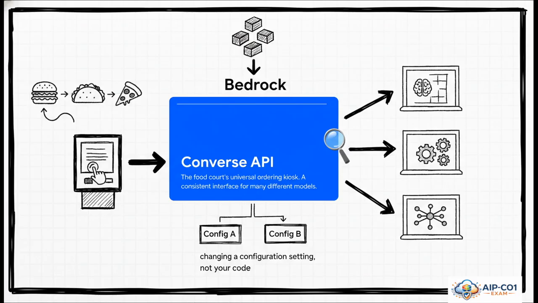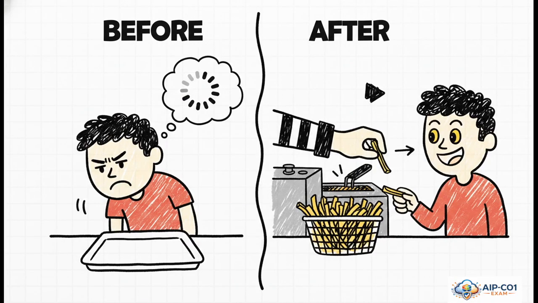With its Converse API. Think of it as the food court's universal ordering kiosk. You place your order using one standard format, and the kiosk figures out how to route it to the right kitchen. This means you can change which model you're using just by changing a config setting, not your code. It's a game changer. And this just perfectly illustrates one of the best features for user experience, streaming. Instead of waiting for the model to generate its entire whole response, streaming gives you the answer token by token. For a chatbot, this is the difference between staring at a blank screen and actually seeing the reply type out in real time. It just feels dramatically faster.